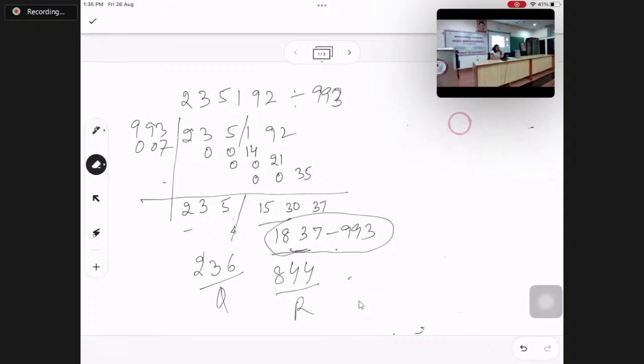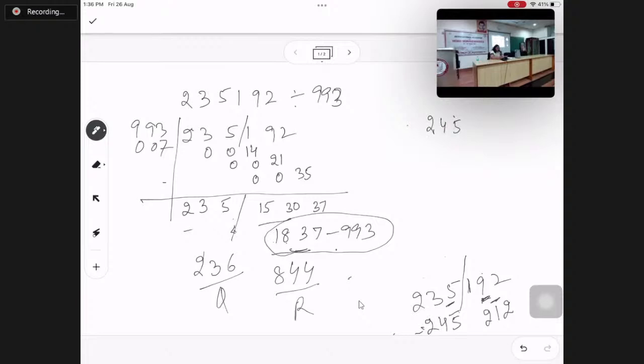Now, the next method: if we take the vinculum of this 2, 3, 5, 1, 9, 2, 9 is more than 5 and this 5 is more than 5, so we have to take the vinculum in 2 parts. We put a slash here. So 2 as it is, 10 minus 9 is 1, and we add 1 to it, it is 2. So 1 bar. Here also 10 minus 5 is 5, 5 bar, add 1 to this, 4 and 2. So the vinculum of this number is 2, 4, 5 bar, 2, 1 bar, 2.